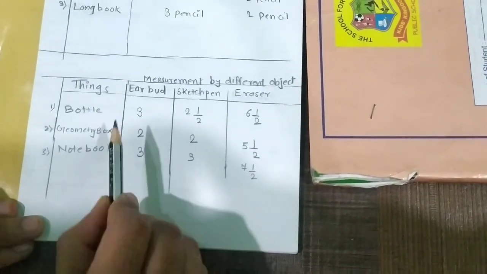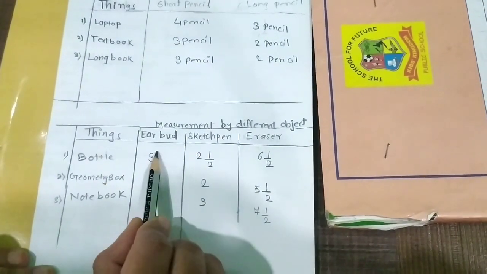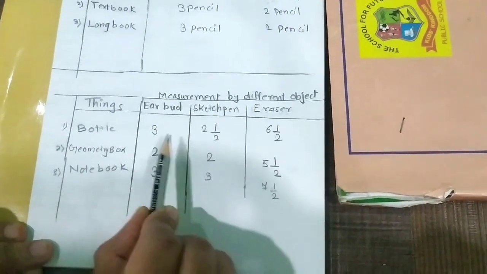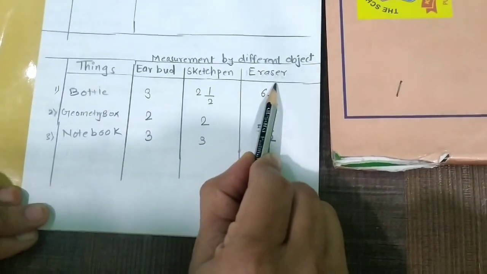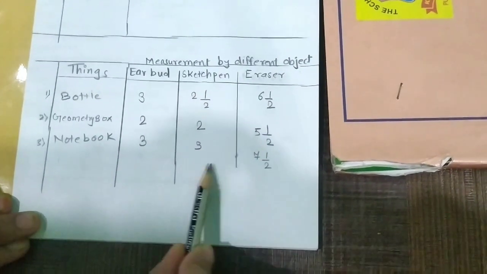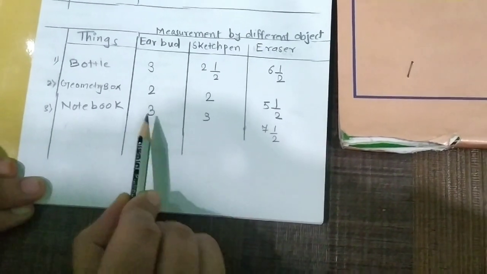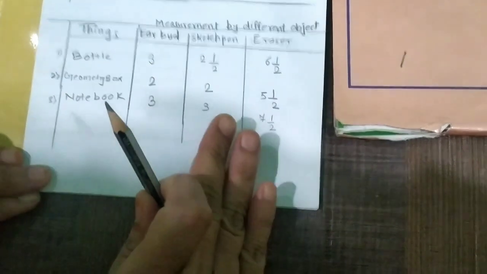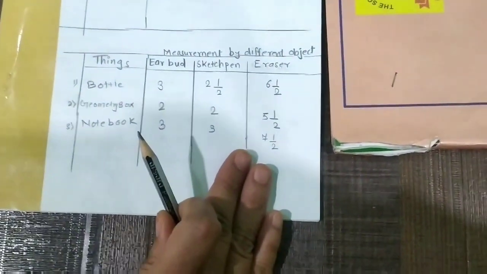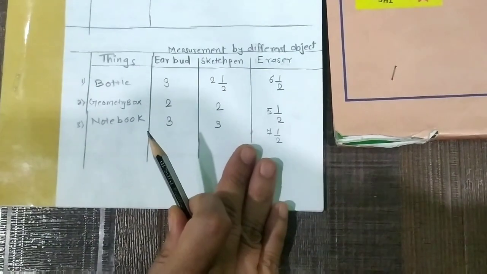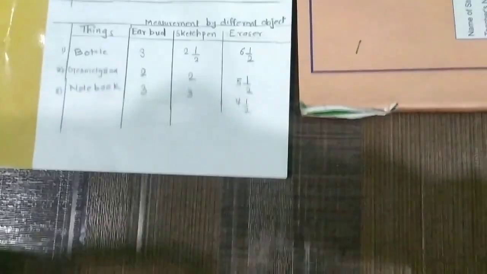In this next activity, we have done the measurement of things with the help of different objects. We have done the measurement of different things with the help of different objects. Then we can see again there is a difference in the measurement. Like this activity you have to do at your home. All this activity will help you to solve the question on page number 51 and 52.